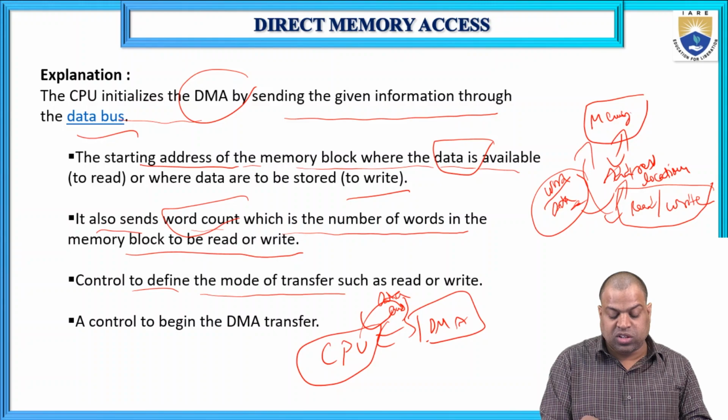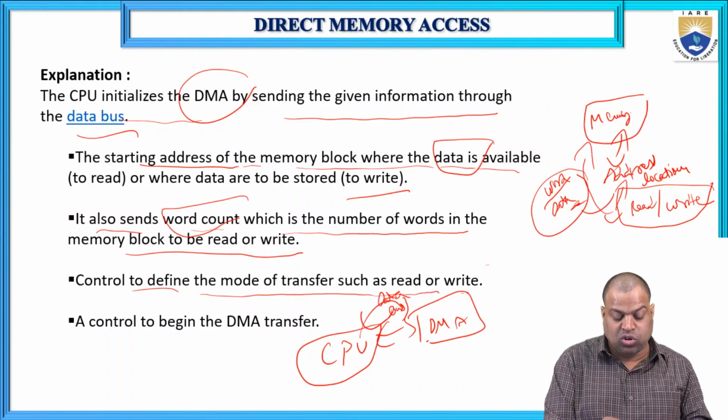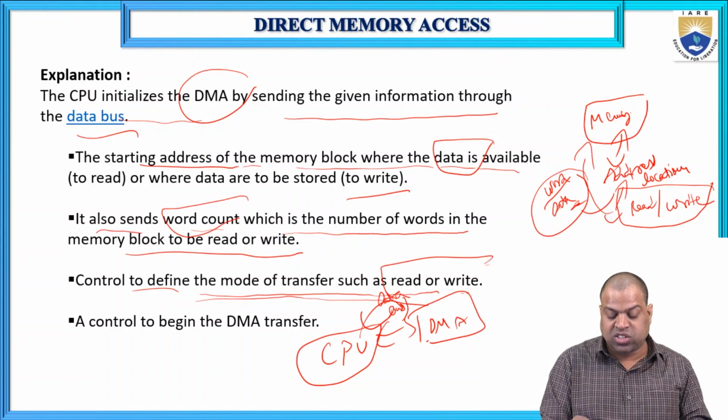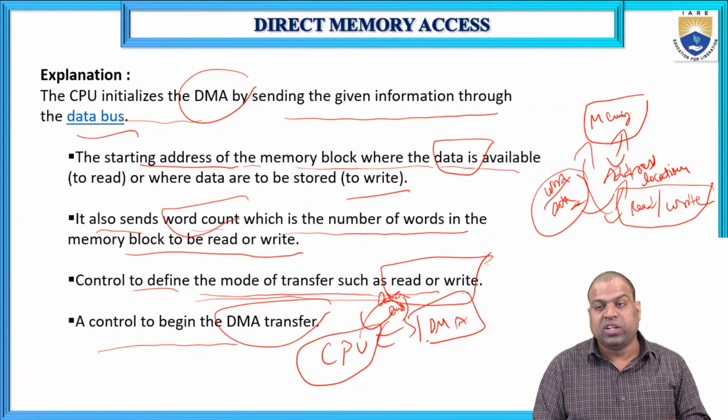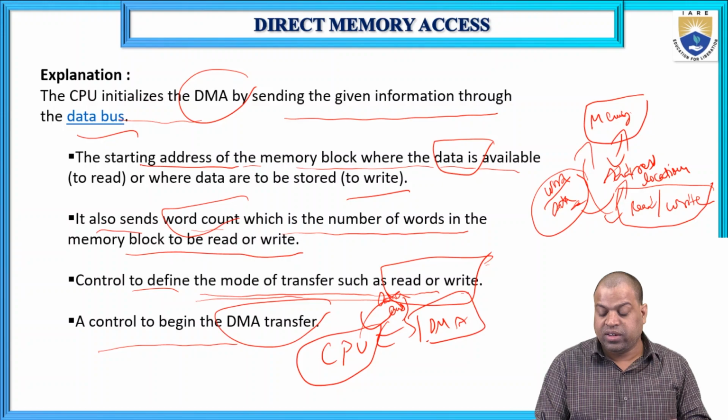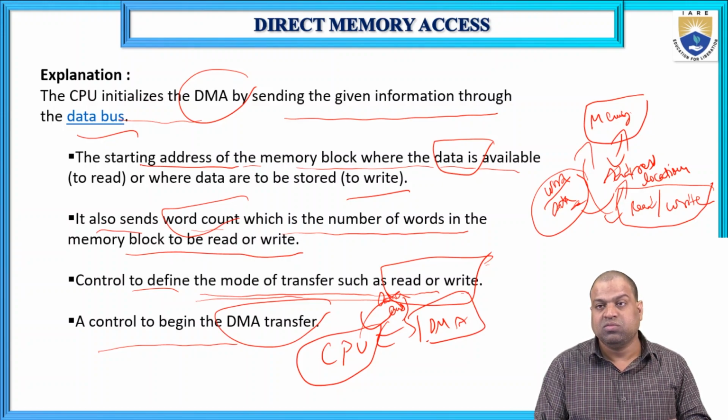A control defines the mode of transfer, such as read or write. A control begins the DMA transfer. So when the DMA controller is enabled, then a read or write operation happens through the address bus and data bus with the word count.